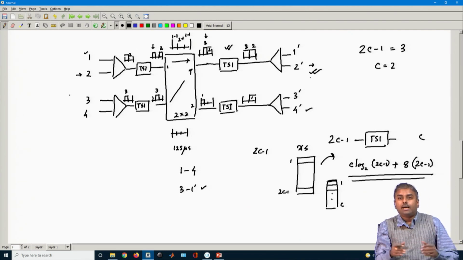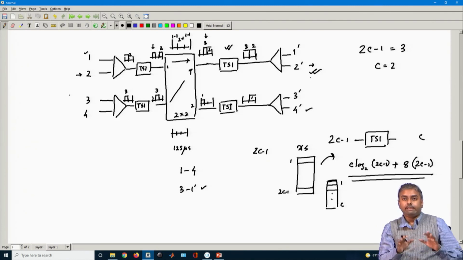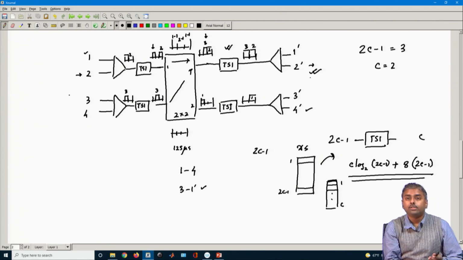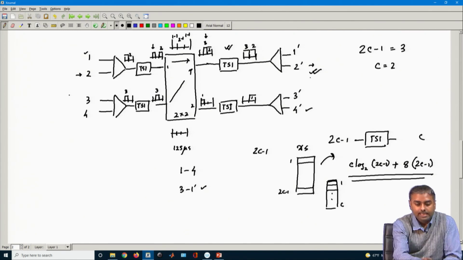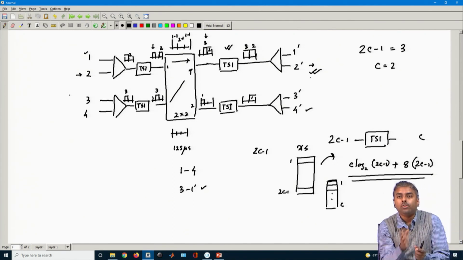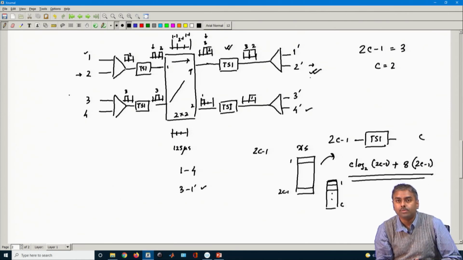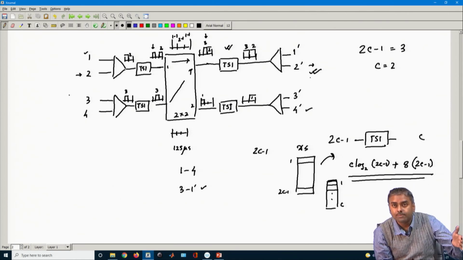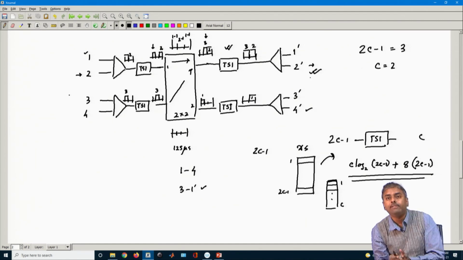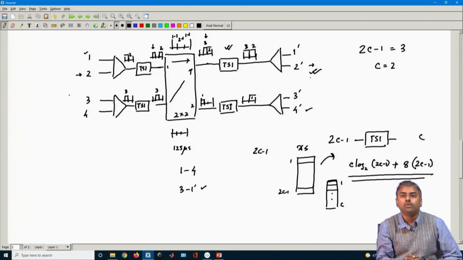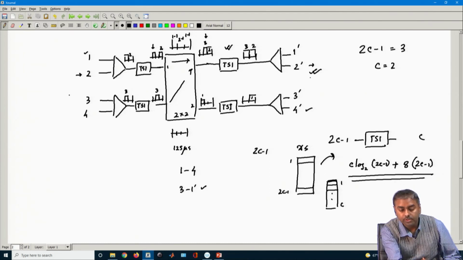So, this is how I can still make a strictly non-blocking switch if in the middle stage of TSI I inflate. So, with inflation, the TSI switch will now no longer have a symmetric input to output. If it has C number of slots coming in, I am now having 2C minus 1 slots going out, but things are all getting symmetric, because on the other side of TSI I will just be doing the reverse thing. So, from 2C minus 1 in, I am getting C out.